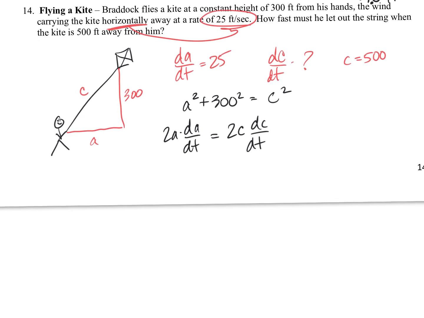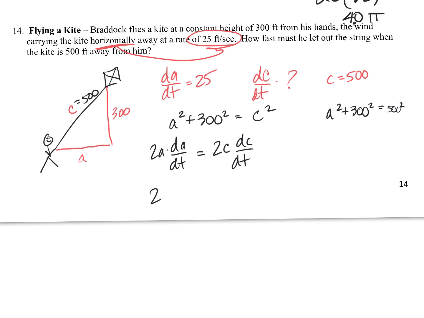Let's plug some things in. Do we know what to plug in for A? We don't. But at this moment, if C is 500, could I go figure out what A is? Pythagorean theorem again: A squared plus 300 squared equals 500 squared.